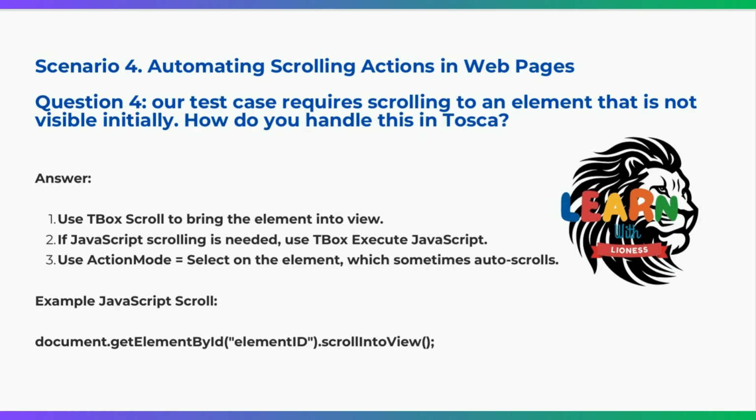Scenario 4. Automating scrolling actions in web pages. Question 4. Our test case requires scrolling to an element that is not visible initially. How do you handle this in Tosca? Answer. 1. Use TBox Scroll to bring the element into view. 2. If JavaScript scrolling is needed, use TBox Execute JavaScript. 3. Use ActionMode equals Select on the element, which sometimes auto-scrolls.